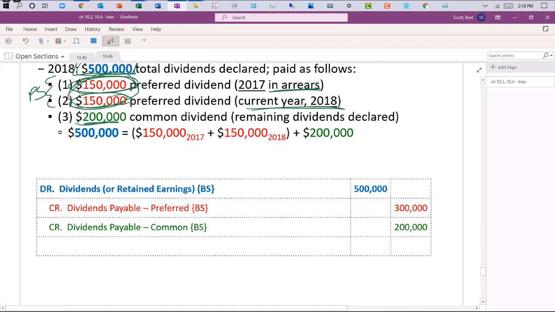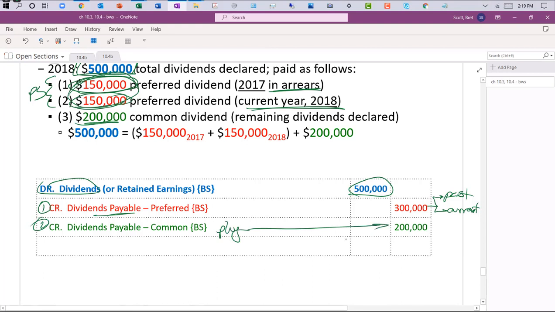So first figure out, when you're doing the dividends, the total amount, 500,000. Boom. Plug that into the dividends account, or if they just go right to retained earnings, that's fine too. Dividends are in total 500,000. Pile of cash. That's what we're going to pay out. Who do they go to? First priority goes to preferred shareholders. But realize this is two things: past in arrears and current portion for this year. Then, as a plug figure, the remaining portion goes to the commoners.